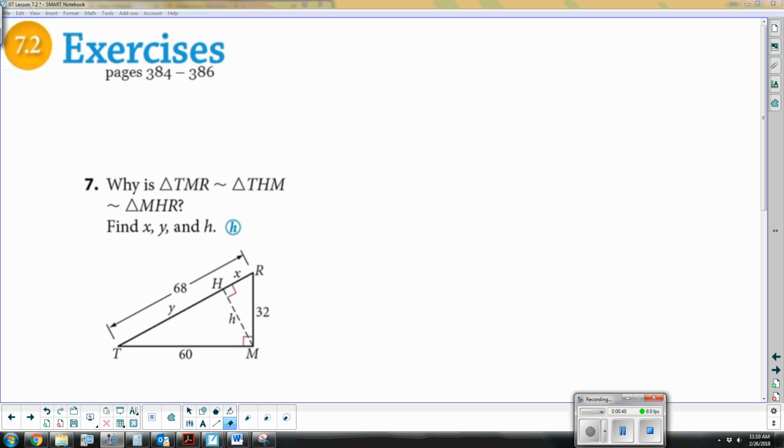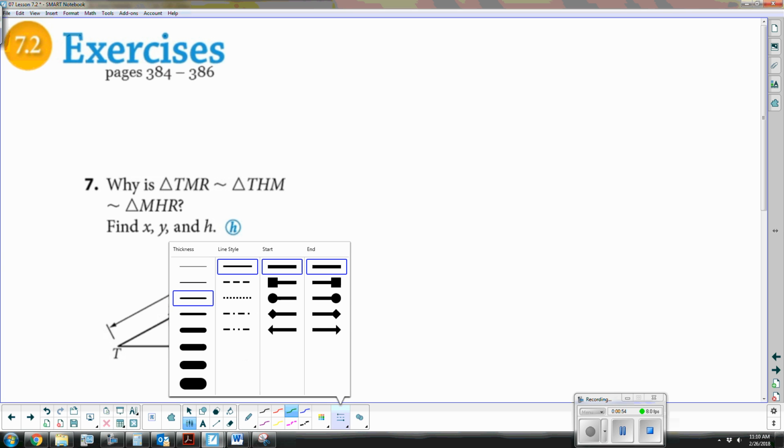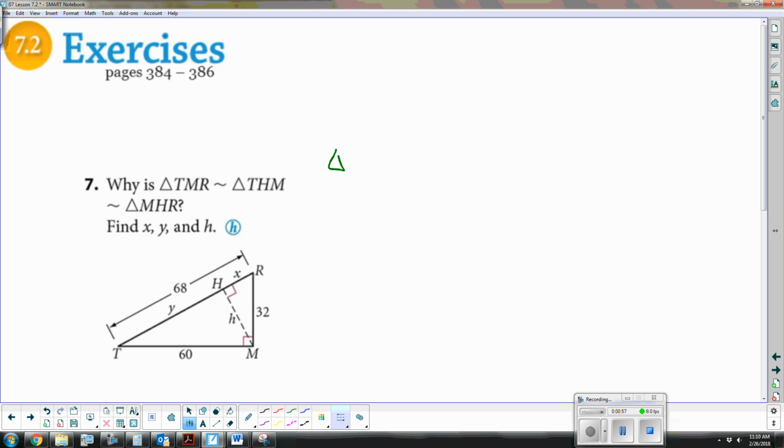So first I'm going to focus on the similarity statements. So triangle TMR, and I'm going to look at that being similar to THM. So if two triangles are similar, that means that all of the angles are congruent and all of the sides are proportional.